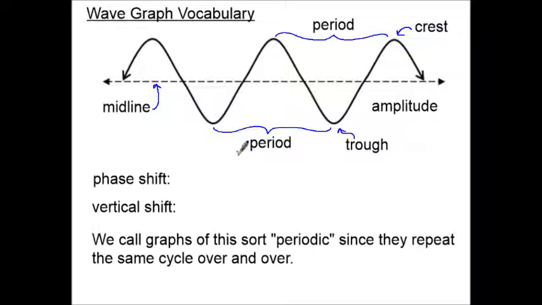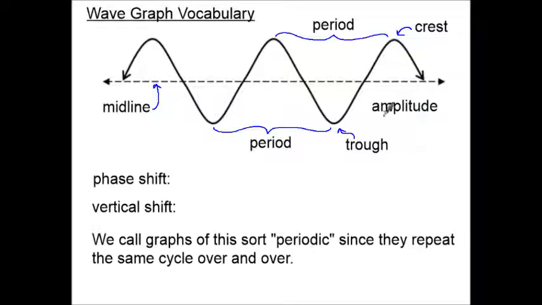Notice that the period is basically where the graph starts repeating itself. If I start at the bottom of a trough here and go up to the top and back down, I hit the bottom of the trough, and as I keep going I'm just repeating what I did previously. So the period is how long it takes before it repeats itself.